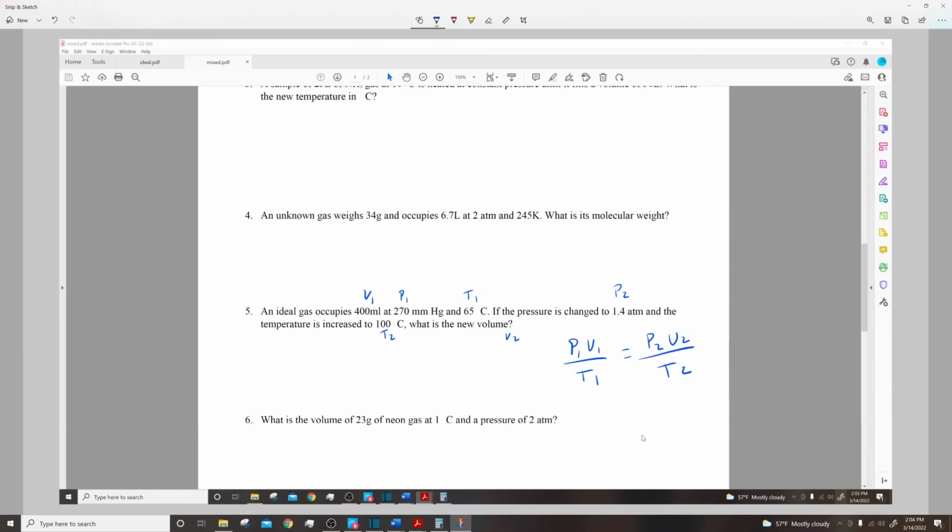Next one is, what is the volume of a 23 gram neon gas at 1 C and a pressure of 2 atm? So this is another one of those problems that you do not have to solve. So we'll go ahead and cross out number 6.